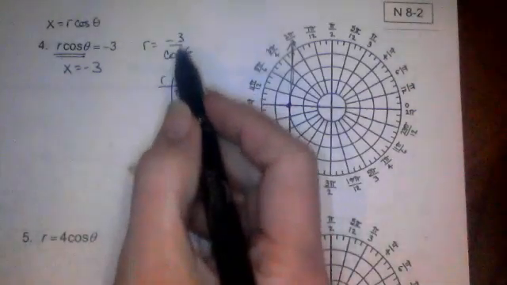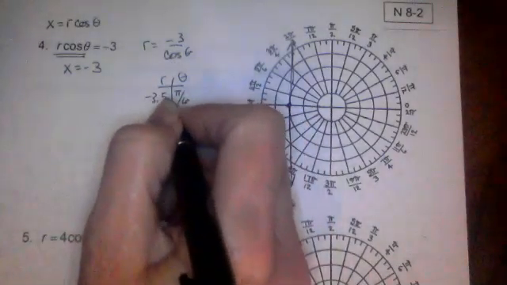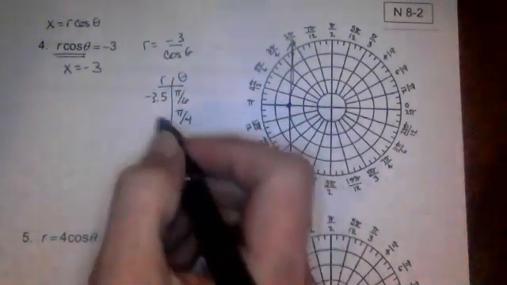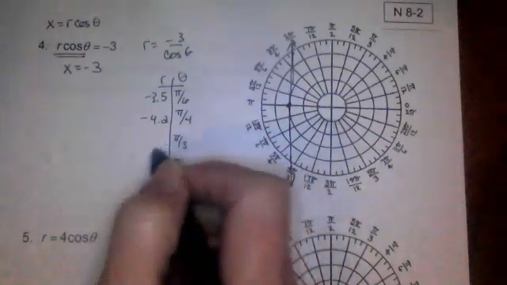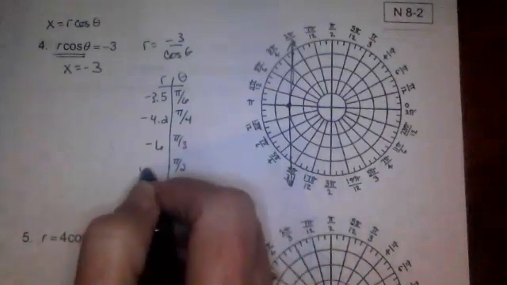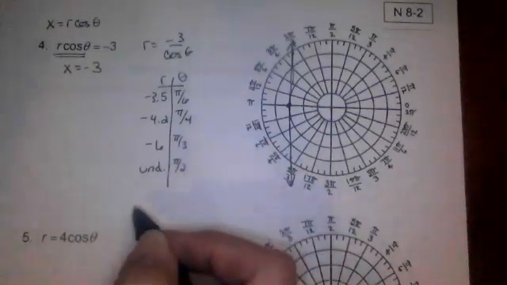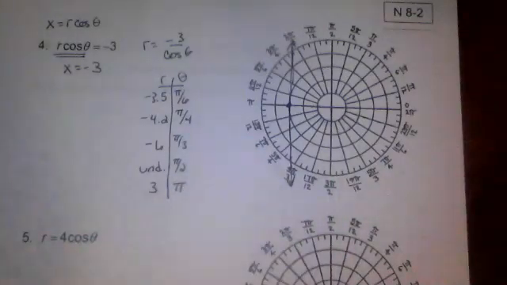When you type in -3 divided by cosine of pi 6, we get -3.5. Pi 4ths, -4.2. Pi thirds, -6. Pi halves is undefined. We'll go ahead and do one more of these. Pi is going to give us 3. One of them was undefined.